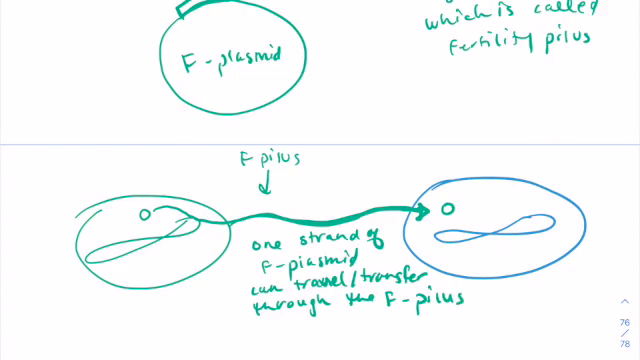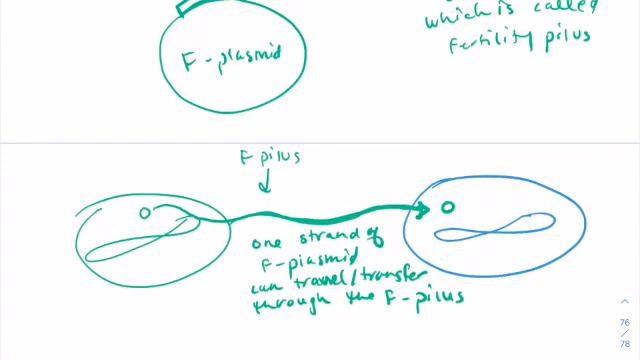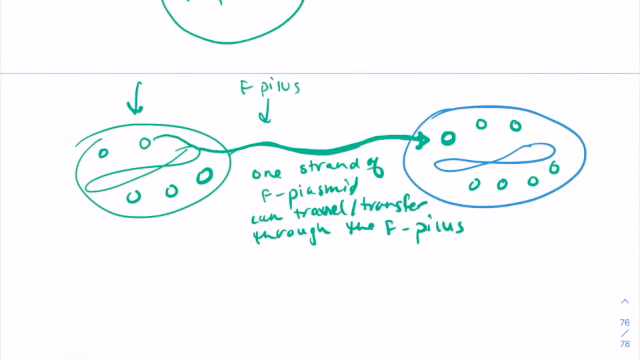By the way, once a plasmid is inside a bacterial cell, the bacterial cell will make lots of copies of it. So it's not like this cell is losing its plasmid. Even so, it's still keeping a strand of it, but it's got a bunch of them. So now you have two cells that contain the F plasmid and can make that pilus.